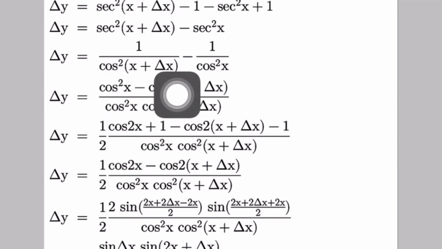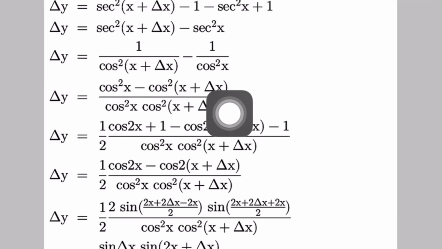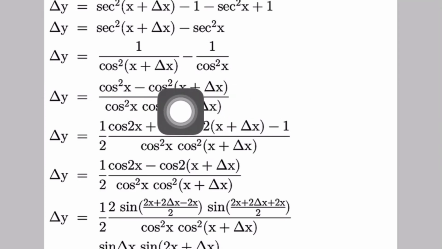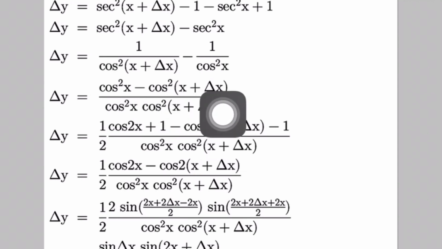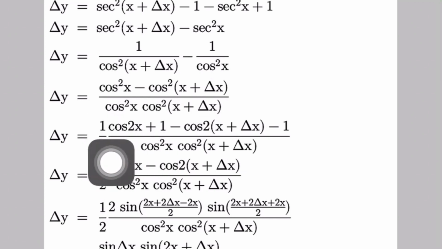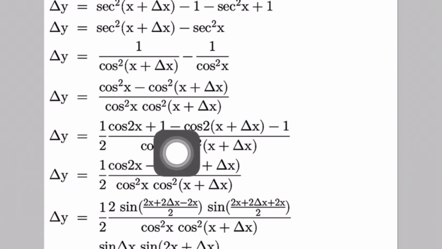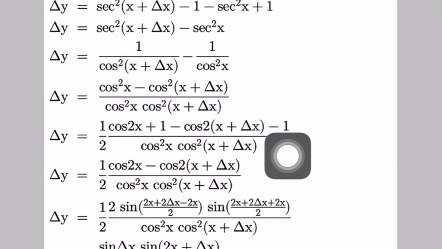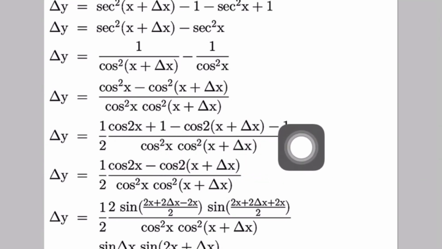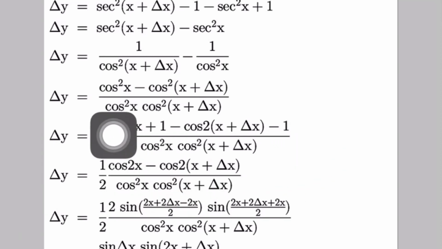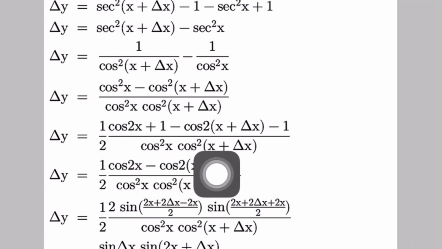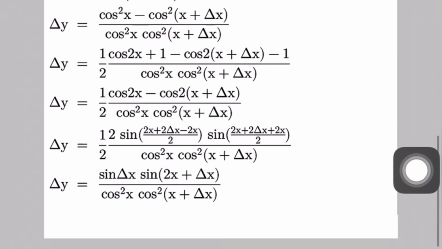Here we are left with cos square x is 1 plus cos 2x whole divided by 2, and cos square x plus del x is 1 plus cos 2 times x plus del x divided by 2. 1 by 2 is taken common here, and we are left with del y is equal to 1 by 2 cos 2x plus 1 minus cos 2x plus del x minus 1. This minus makes plus 1 minus 1 here, and the factors in the denominator are as they are.